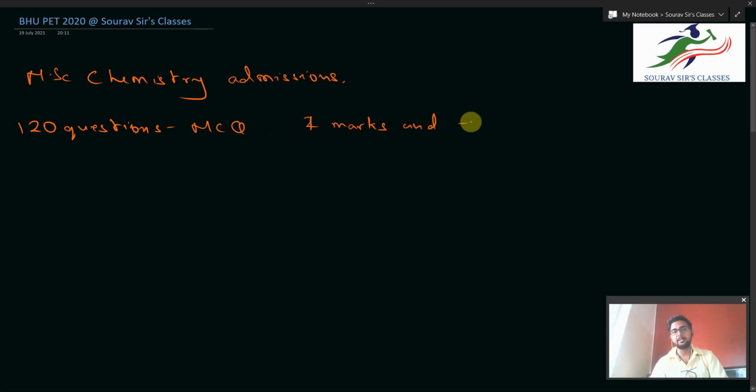Now in this paper we have a total of 120 questions, all of which are MCQ type questions, that is multiple choice questions, which have one correct option among the four options that are given to you. A correct answer fetches you 2 marks, and an incorrect option being selected takes away half a mark from you. Half mark will be deducted.